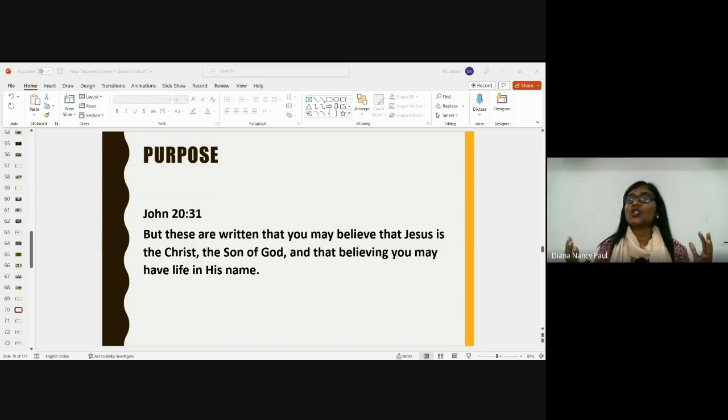You see, in this gospel there is no genealogy. Matthew and Luke had a genealogy. Mark didn't have one because he's showcasing Jesus as a servant. And the Gospel of John does not have a genealogy because he is God. He is in the beginning. That's why the Gospel starts, in the beginning was the Word, and the Word was with God. So he is talking about the deity of Jesus.